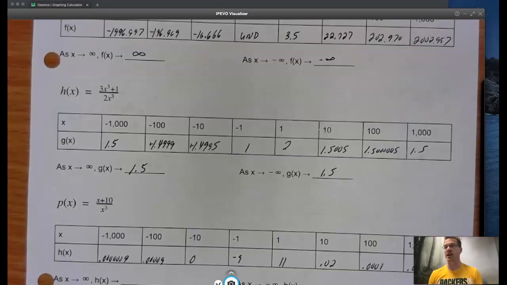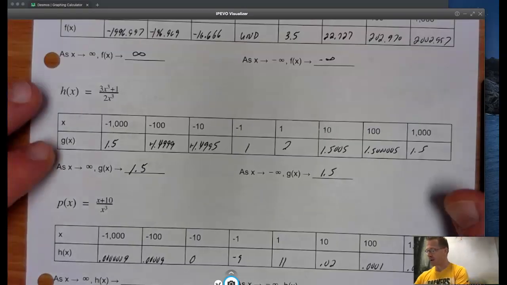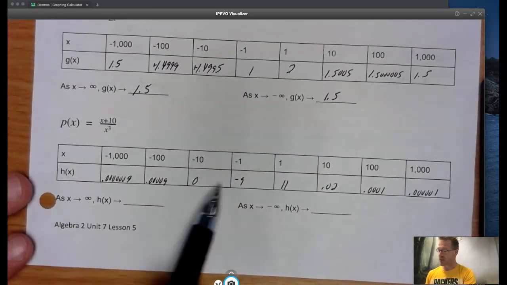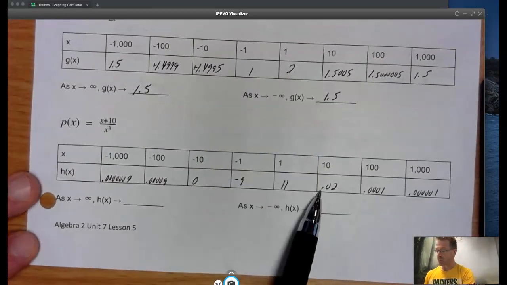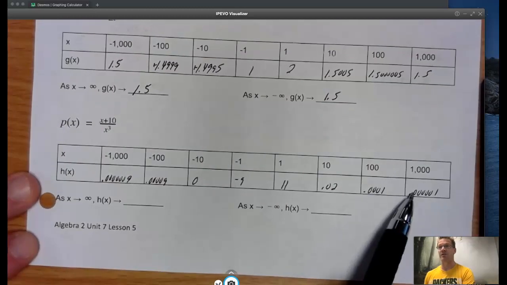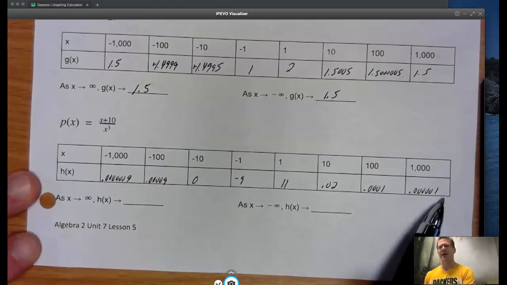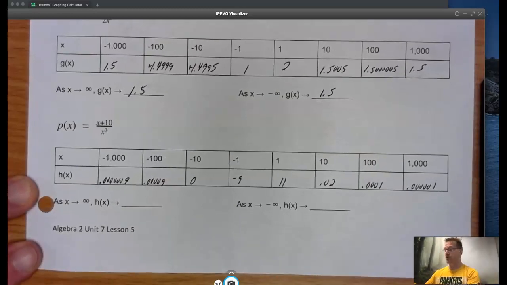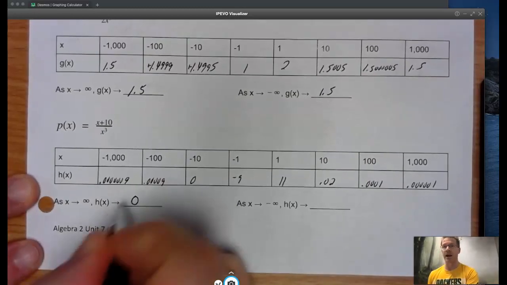Let's go back to our table here. Let's look at that final one here. So now, same thing, as I get bigger and bigger, 0.02, 0.001, 0.000001, I may have had an extra 0 in there, but you guys get the idea. It looks like we're getting really close to 0.